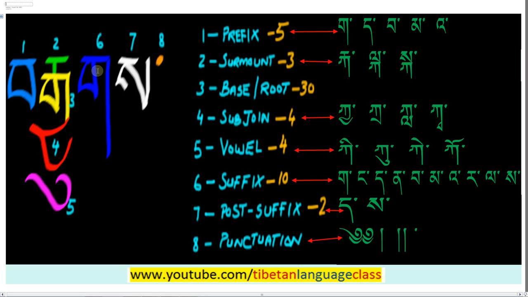Now the next is the letter ka. In this case, it's being used as a suffix. So how many suffixes do we have in the Tibetan language? We have 10 letters that could be used as a suffix, and those 10 letters are ka, nga, ta, na, pa, ma, a, ra, la, sa.